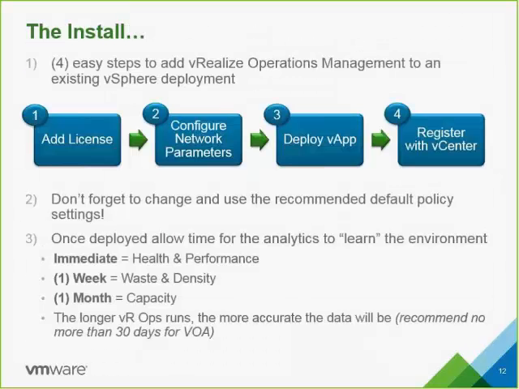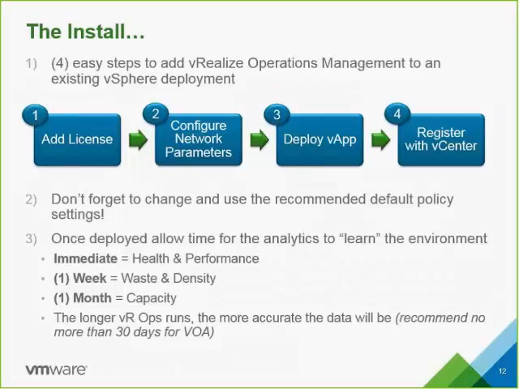The install of vROps can be done in 4 steps. First, you're going to add the eval license. Then you're going to configure all the network settings, deploy the vApp itself, which consists of 2 VMs that are virtual appliances. And finally, register it with the vCenter server. Then after the install is finished, you want to change the default policy, as I mentioned earlier, using recommended settings from the VOA toolkit, and also take into consideration whatever the customer told you is their pain point, so you might need to reference that in as well.